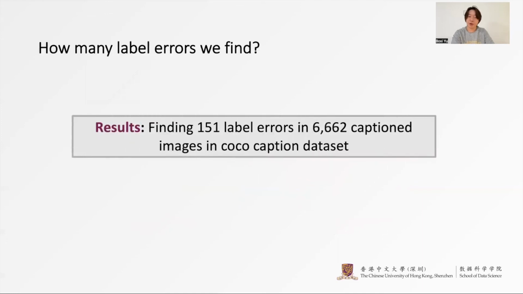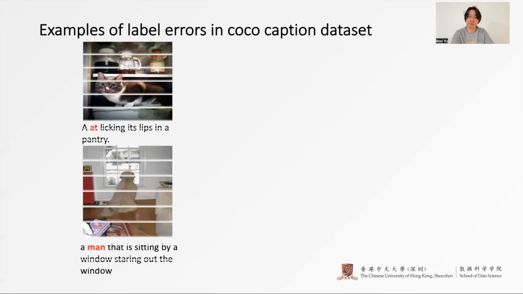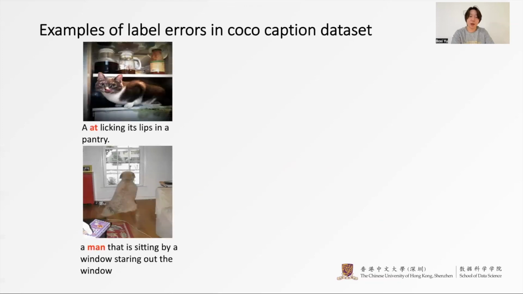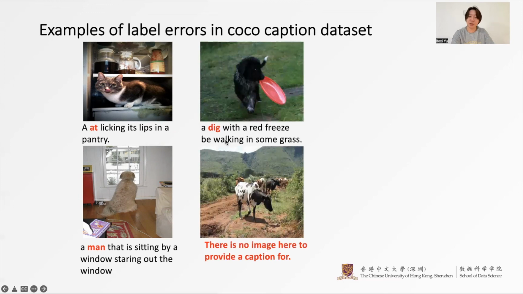By using MetaIC, we find 151 label errors in only 6,662 caption images in the COCO caption dataset. Here, I will show you some examples of the label errors in the COCO caption dataset. An ant licking its lips in a pantry. We can see that in the first picture, there must be a typo. And in the second picture, it is hilarious that it describes the dog as a man. And in the third image, it must be another typo, that a dick must be a dog.